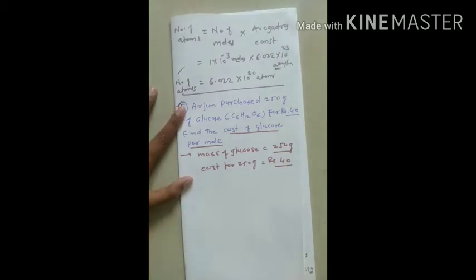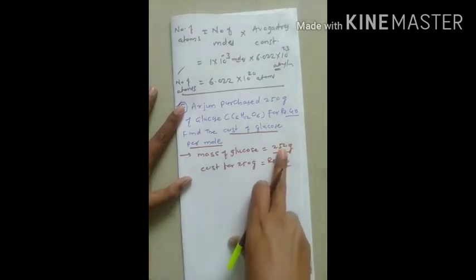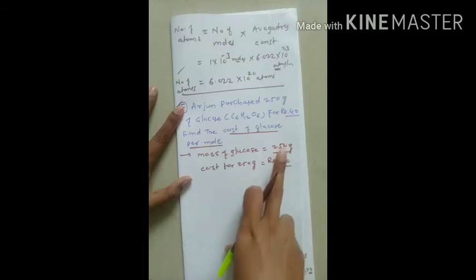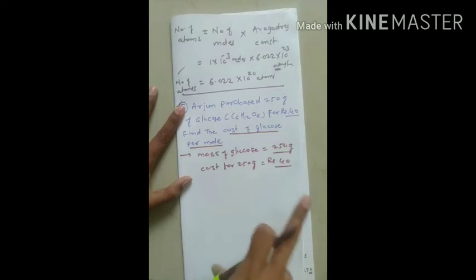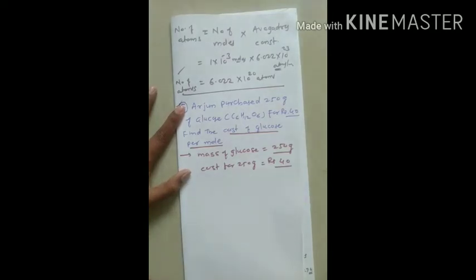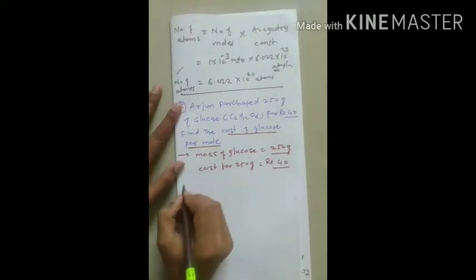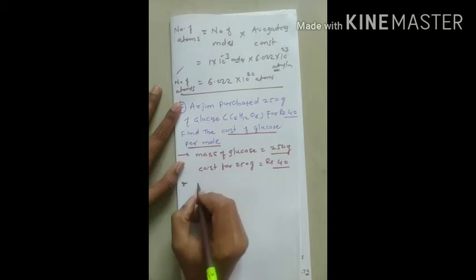So the first step is to calculate the number of moles contained in 250 gram. As we all know, number of moles is the ratio of the mass of the glucose to the molar mass of the glucose. So in order to calculate the molar mass, we must first calculate the molecular mass. What is the difference between molecular mass and molar mass? Molecular mass is in atomic mass unit, and molar mass is in gram per mole. So first, we have to calculate the molecular mass.